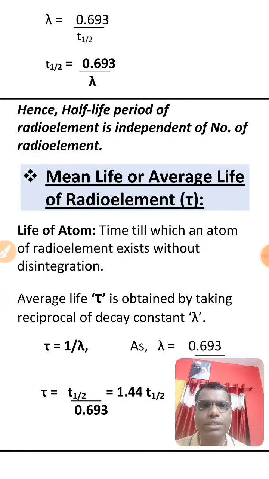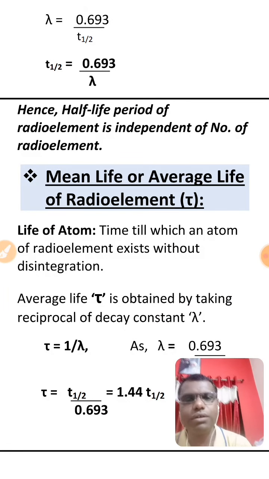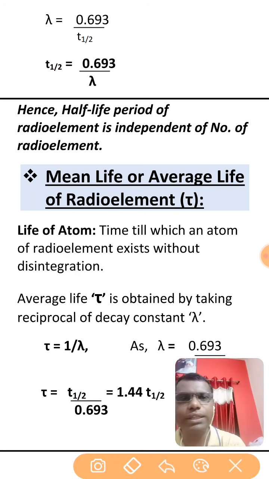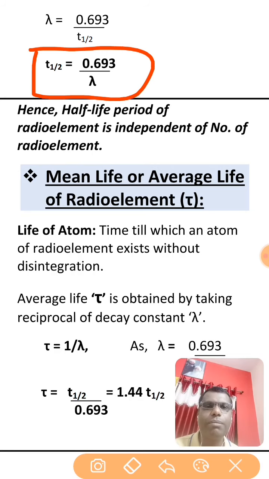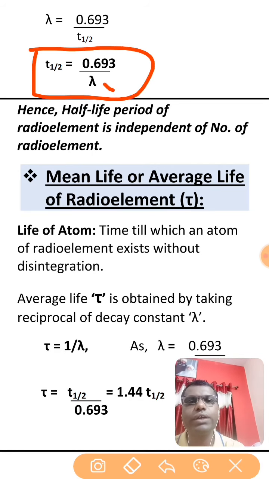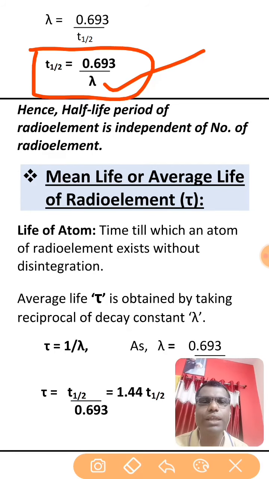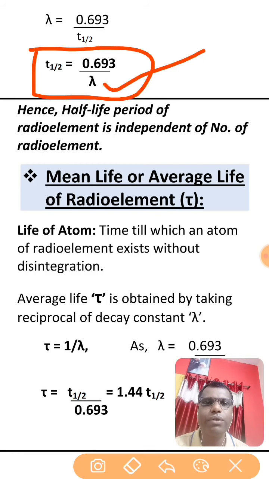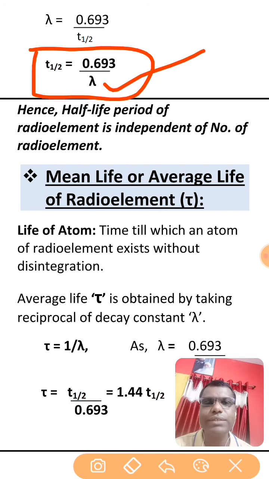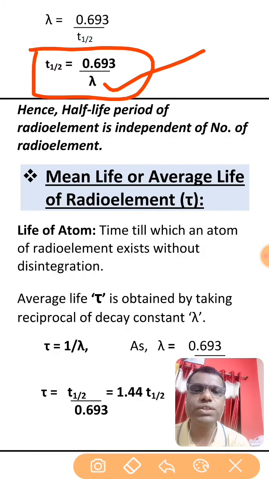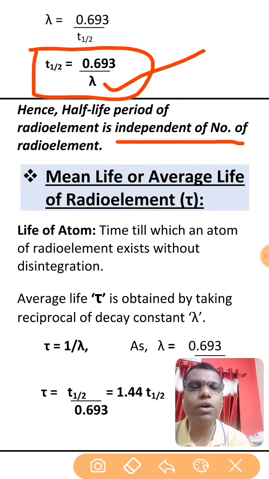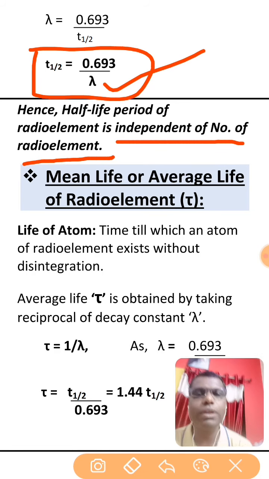After discussing this, I want to point out one thing. In this equation, which terms are included? Only t1/2, the half-life period, depends upon what? The decay constant. It does not include any number of atoms of the radio element, either initial or at any given time. Hence we can say that the half-life period of any radio element is always independent of the number of atoms of the radio element. This is very simple.